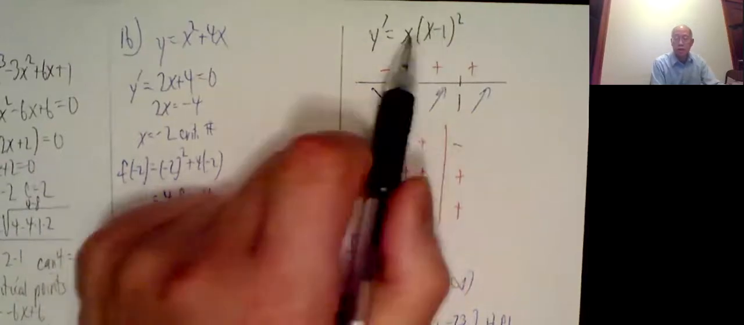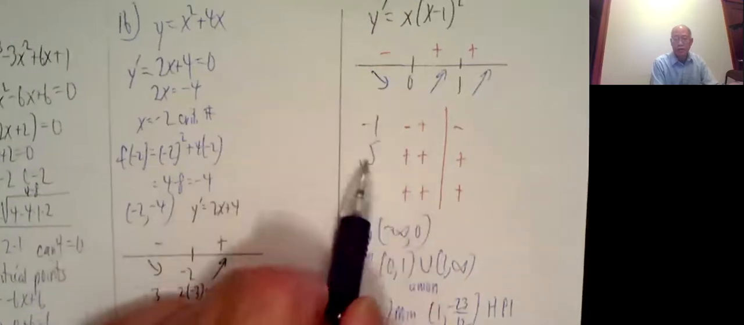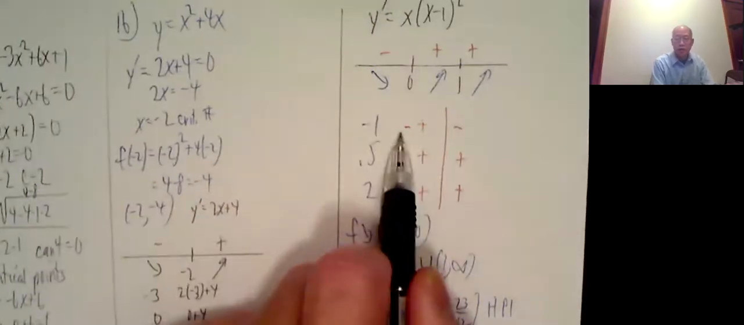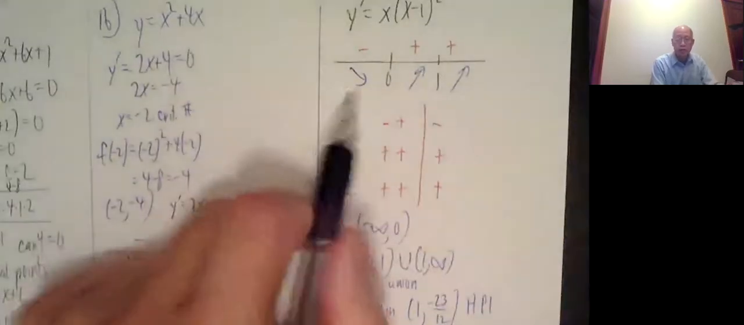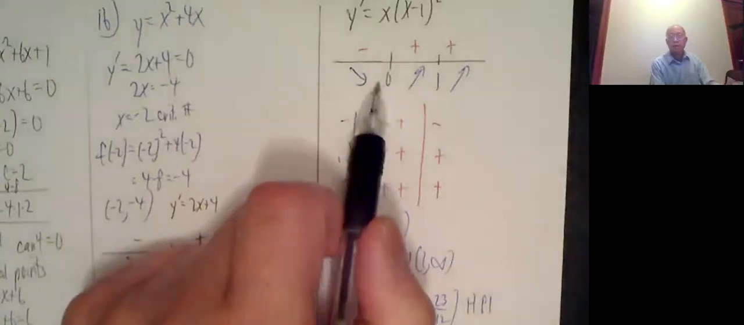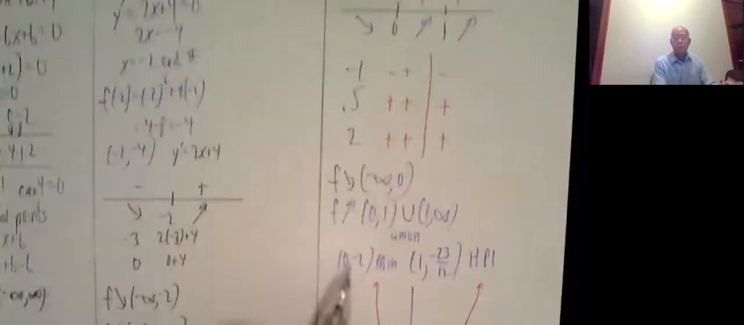So the sign is completely determined by x. So negative 1 is certainly negative. 0.5 is positive, and 2 is positive. So negative times a positive is a negative, and these two are positive. So decreasing, increasing, increasing. Okay. So what does that mean about at x equals 0? Goes down, goes up, minimum.